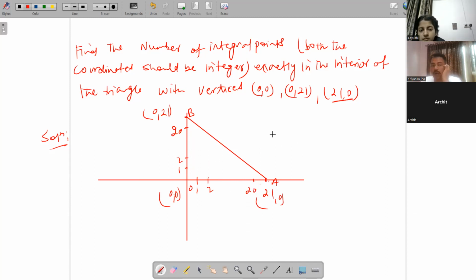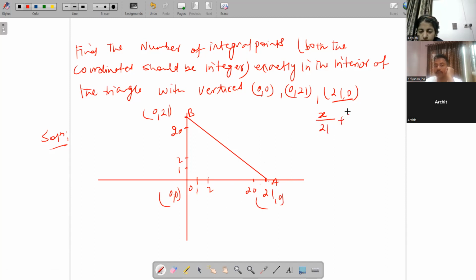Now, you know how to find the equation of a straight line, right? Can you find the equation of this straight line? This much you know because I have already taught you in basic mathematics. The equation of this line will be in intercept form, x upon the intercept. Intercept means the length that this line will cut on the x-axis. So this length is 21, right?